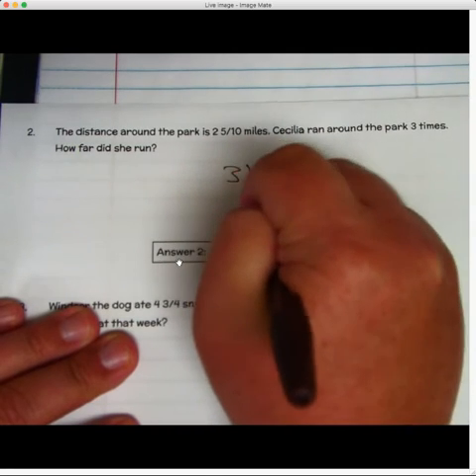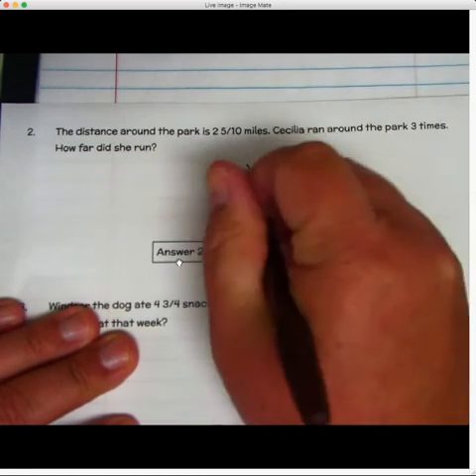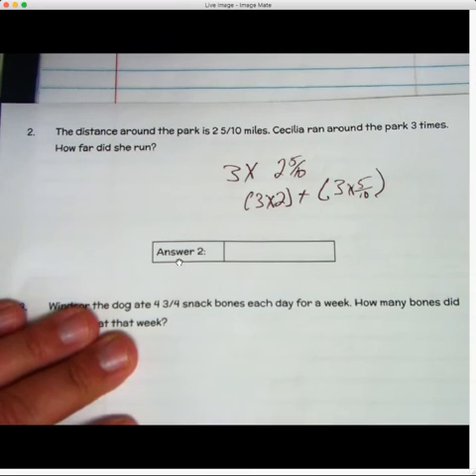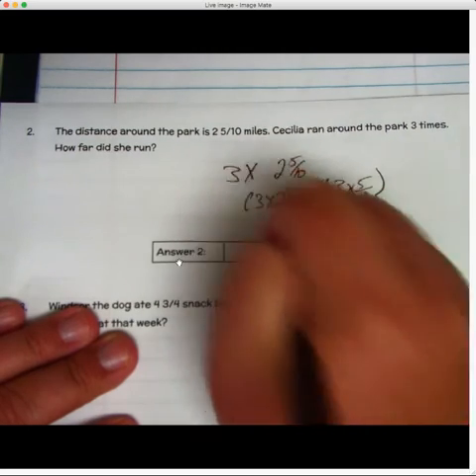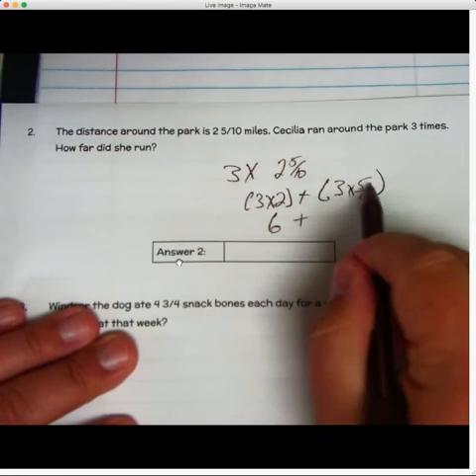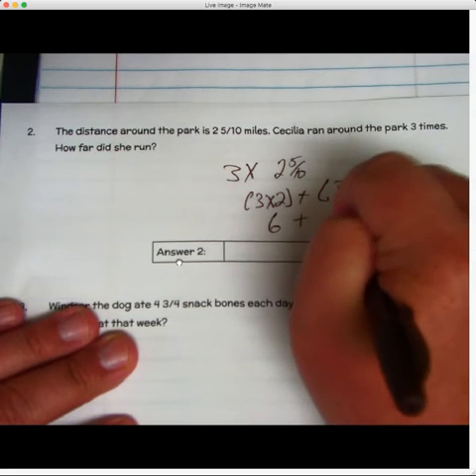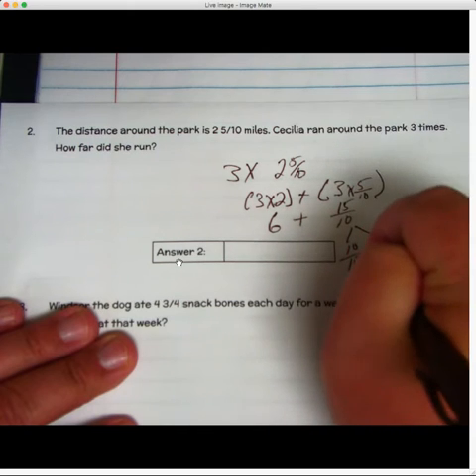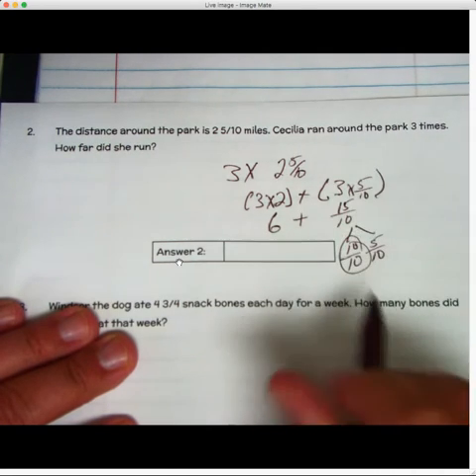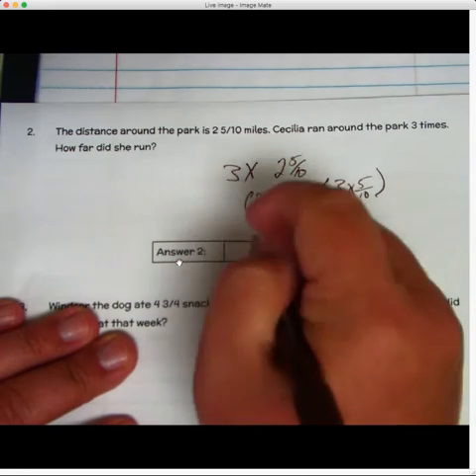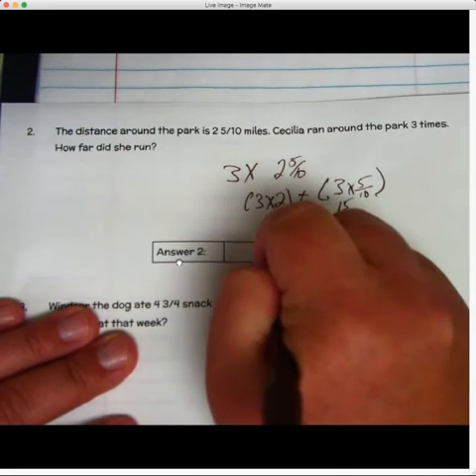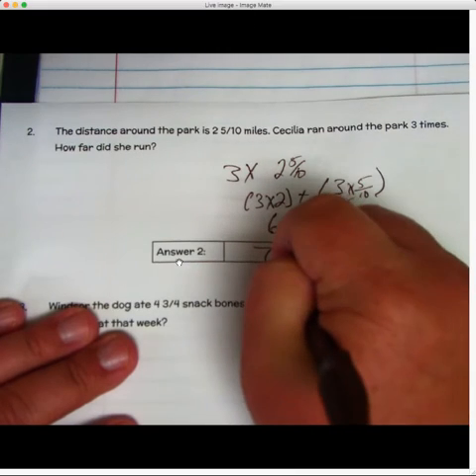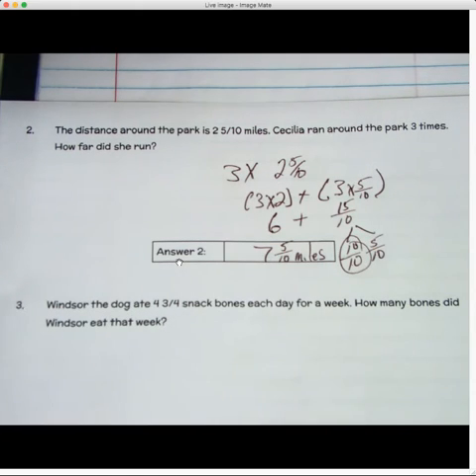Let's say 3 times 2 plus 3 times 5/10. I'm getting a little messy. I need to write neater. Sorry. 3 times 2 is 6, plus 3 times 5/10 is 15 tenths. That's easy to decompose. It's going to be 10 tenths and 5 tenths. And 10 tenths is 1, so 6 and 1 is 7. Then I have 5 tenths left. Same thing as 1/2, because 5's half of 10. So she ran 7.5 or 7 5/10 miles.